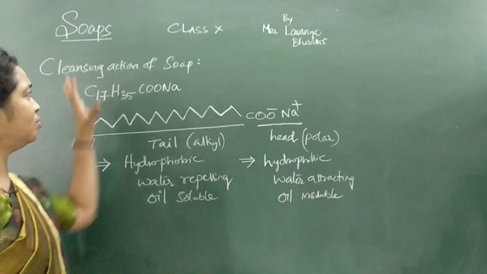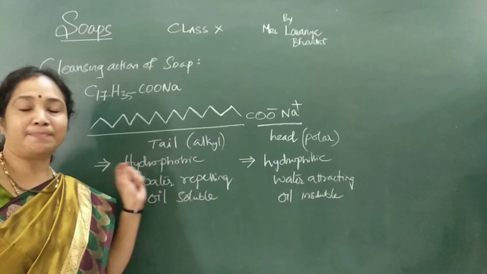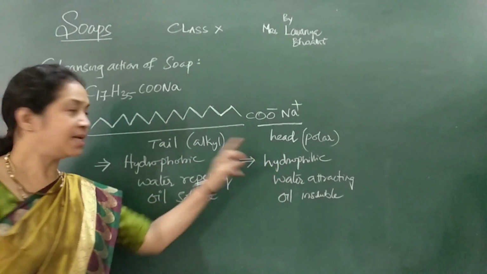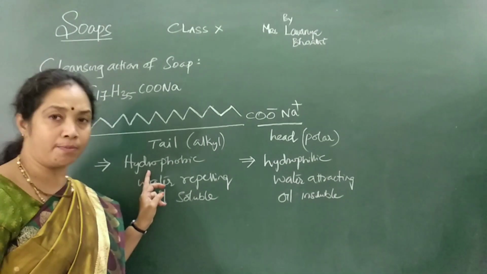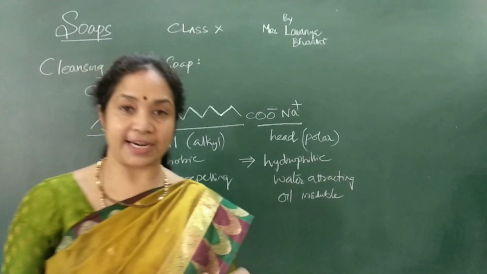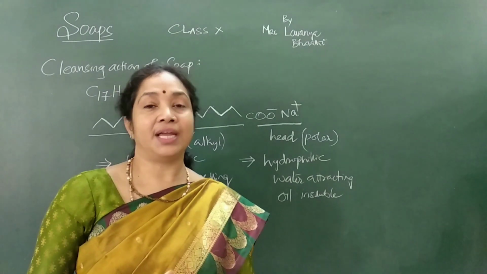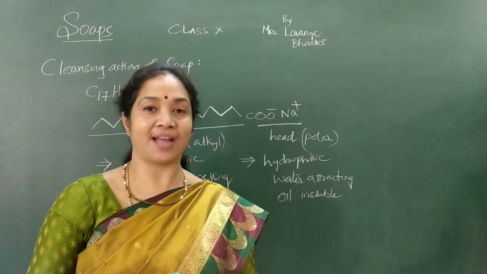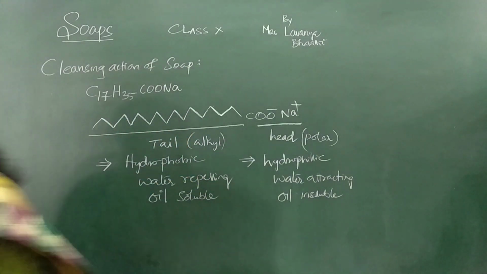Once again, I tell you, the soap molecule is mainly having two parts, that is, a tail part as well as a head part. The tail part is hydrophobic and the head part is hydrophilic. Because of these different characteristic features, it forms certain spherical groups of molecules called micelles.